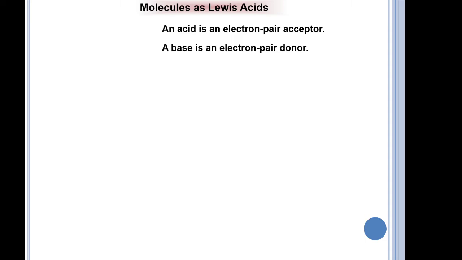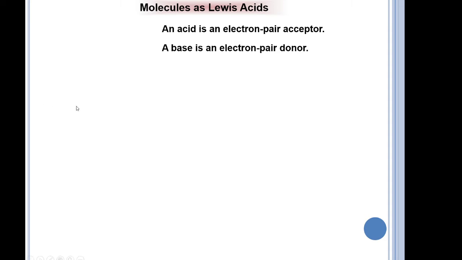An acid is anything that can accept a pair of electrons. So it's an electron pair acceptor, so something with a positive charge. Like an H plus, that could accept electrons. A base is anything that has electrons to donate. A lone pair, a negative charge with extra pairs on it.